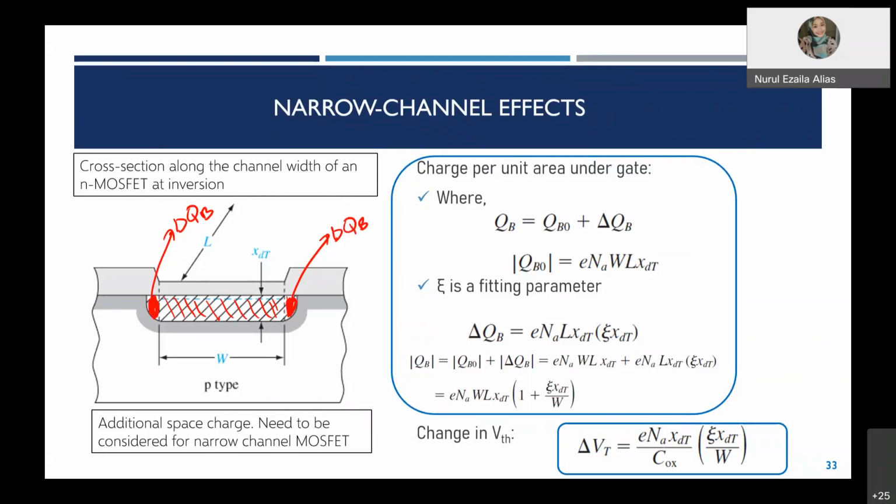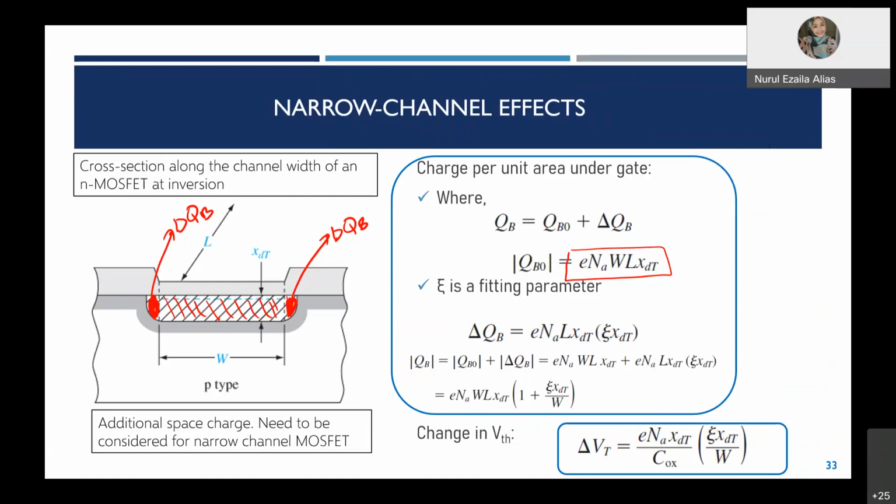So the charge per unit area under the gate, when the narrow channel effect occurred, QB equals QB naught plus delta QB. Now for QB, instead of just the usual term, you have to multiply with the W/L. So this is the equation. Finally, this is more complex. We're not going to look at or apply this in this topic, however, I just want to show you. So this is what happens for the narrow channel effect.